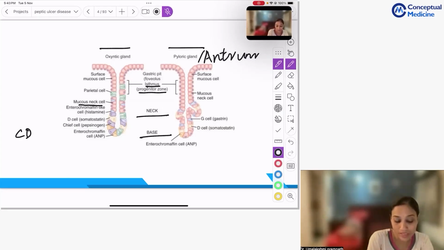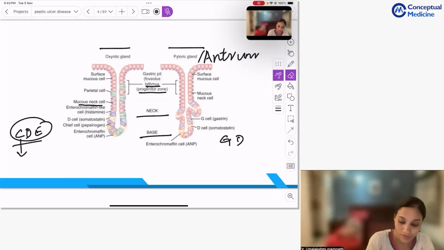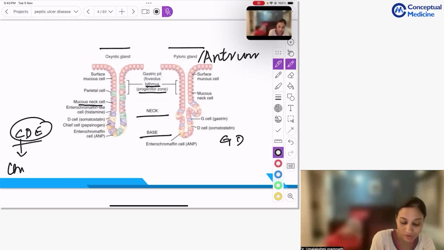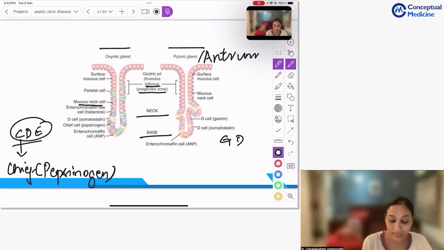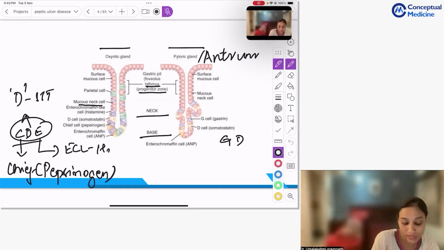How I remember is by CDE. This is what is present in your oxyntic gland, whereas in your pyloric gland, we already learned gastrin, and this is somatostatin. So C stands for chief cells. What do they produce? Pepsinogen. Very important. It's actually a protein which gets activated into pepsin, and it requires an acidic environment. D is for the D cells which secrete somatostatin. And E, you have the enterochromaffin cells which secrete H2. So the CDE is a part of the oxyntic gland.